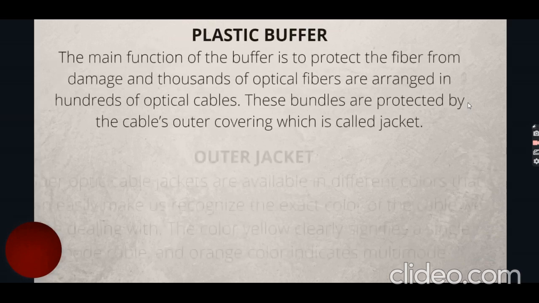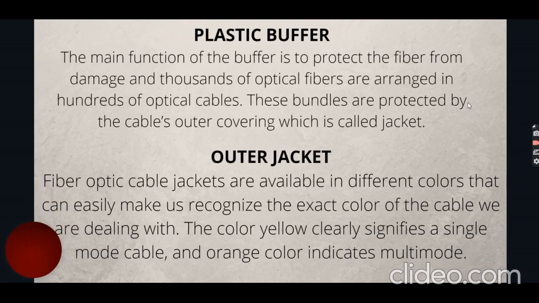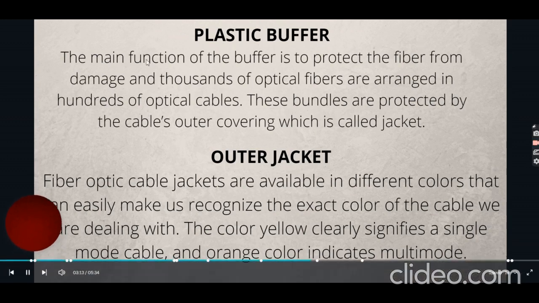So let's head to what is plastic buffer. The main function of the buffer is to protect the fiber from damage, and thousands of optical fibers are arranged in hundreds of optical cables. These bundles are protected by the cable's outer covering, which is called the jacket. So what is outer jacket? Fiber optic cable jackets are available in different colors that can easily make us recognize the exact type of cable we are dealing with. The color yellow clearly signifies a single mode cable and orange color indicates multi-mode.